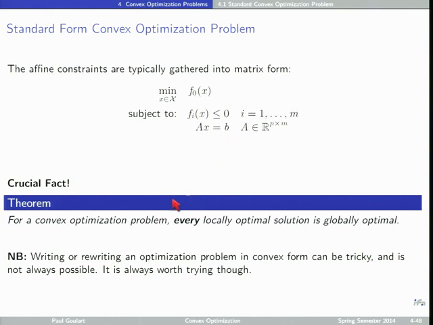So why should you care about this? You should care about this because of this theorem, which says that if you have a convex optimization problem, every locally optimal solution is globally optimal. So this helps you because suppose that you take this, even forget about the constraints. Suppose I give you a function, I say, please minimize this function.